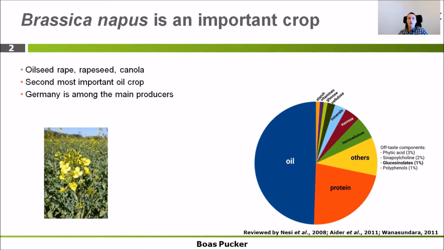You can see a flower down here on the left-hand side, and you can see the composition of rapeseed on the right-hand side. Of course, oil accounts for about 50%, and there's also substantial protein fractions. Then there are some other components, and one of them will become very important during this talk, the glucosinolates, which are among the off-taste components in rapeseeds.